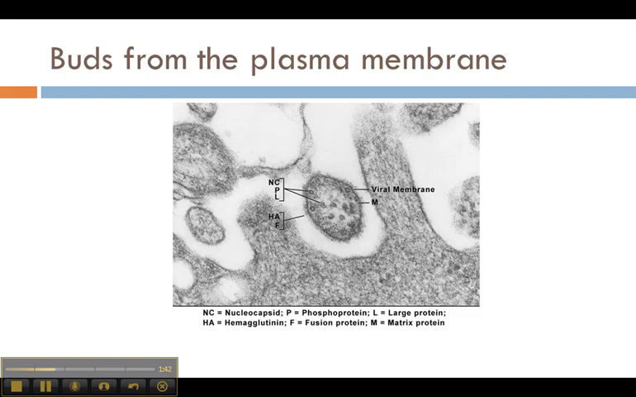The life cycle of the virus includes budding from the host cell. There are viral proteins put in the plasma membrane of the host. The plasma membrane becomes the coating for the virus.